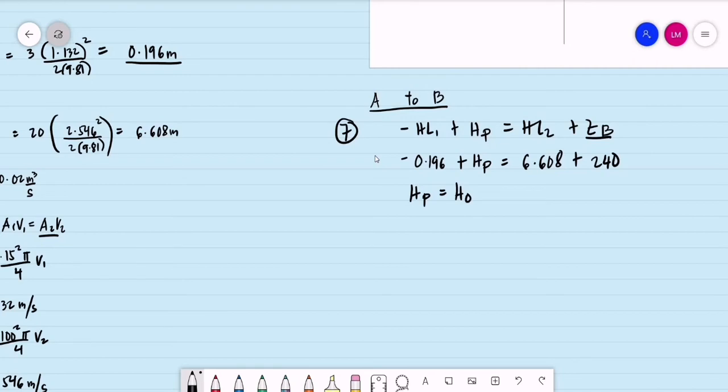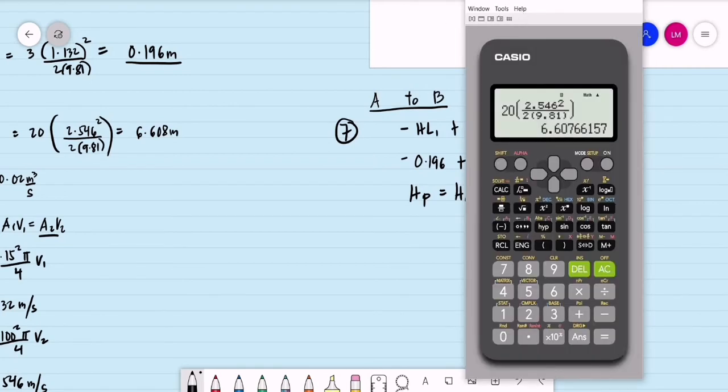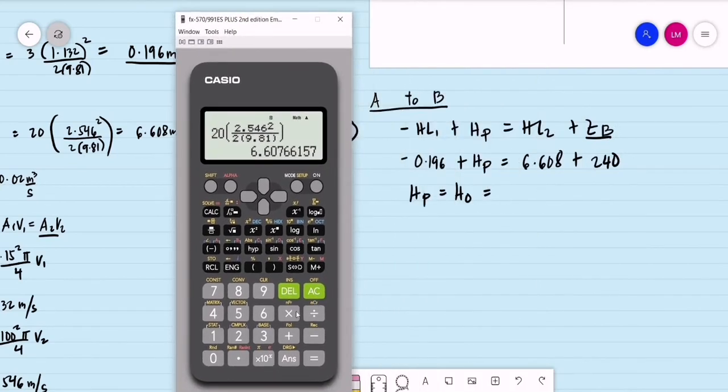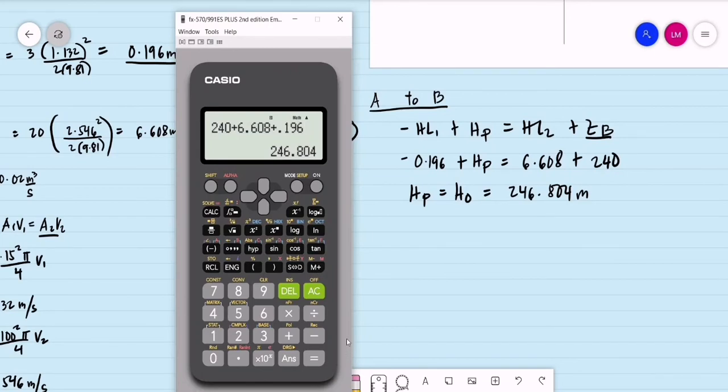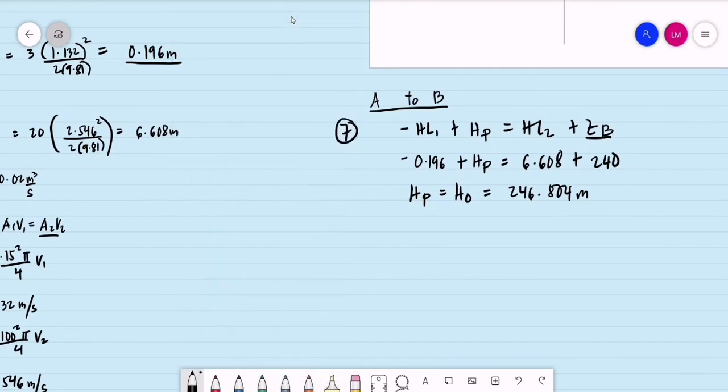So ito yung head added by the pump. The same as head output. And is equal to that is 240 plus 6.608 plus 0.196. That is 246.804 meters. Okay, the head added by the pump or the same as the head output. Okay, paano kumuha ng power output? The power output is the same as the unit weight of water times the discharge, okay, multiplied by the head. Kung power output, gamitin natin yung head output or head added by the pump.